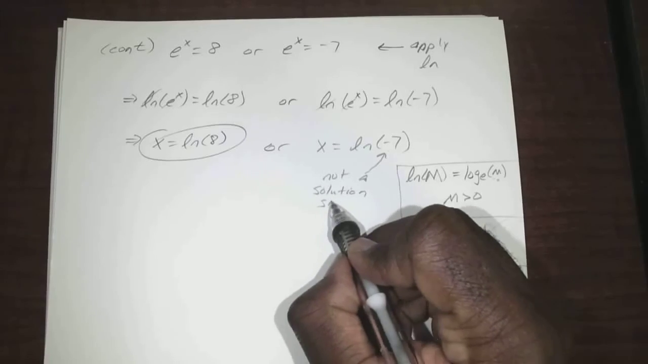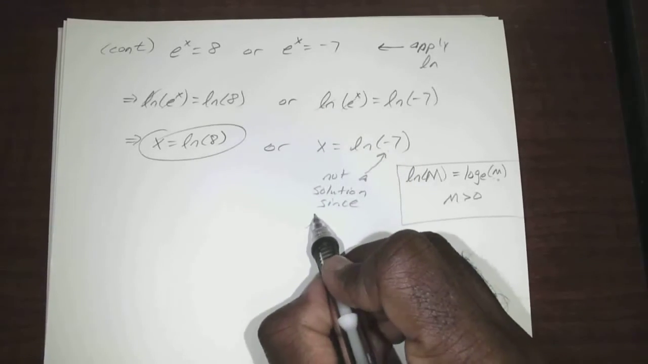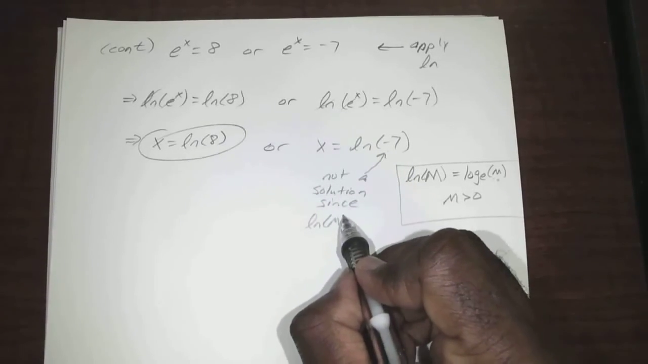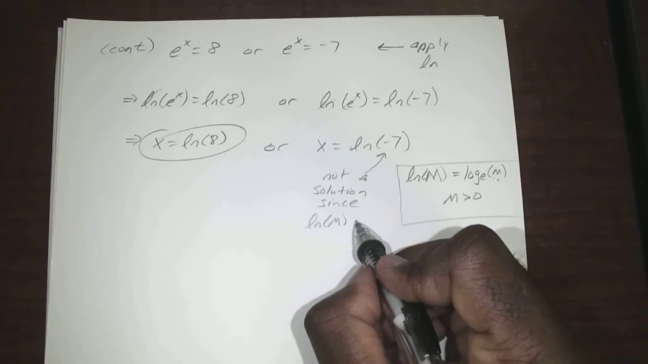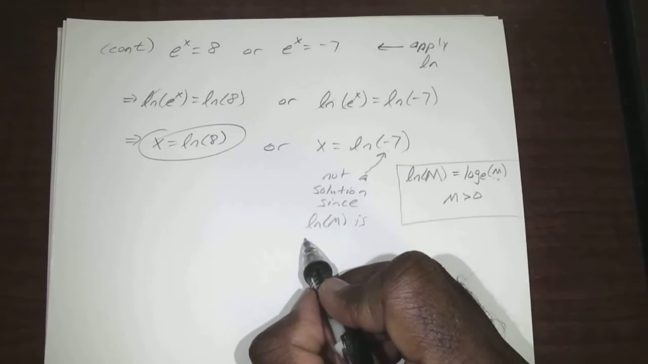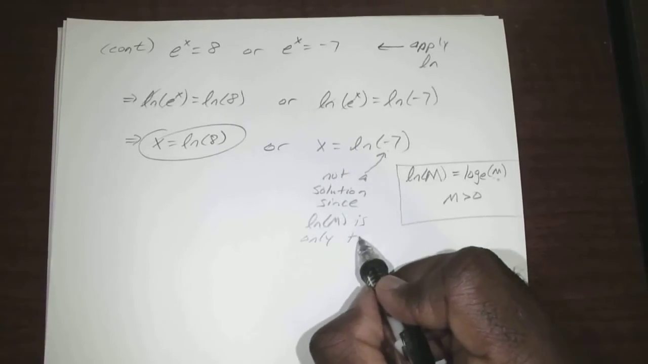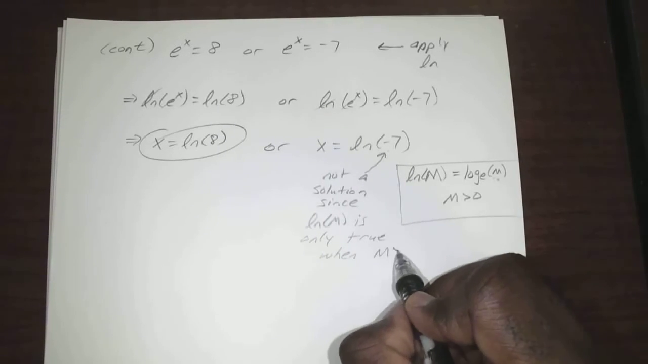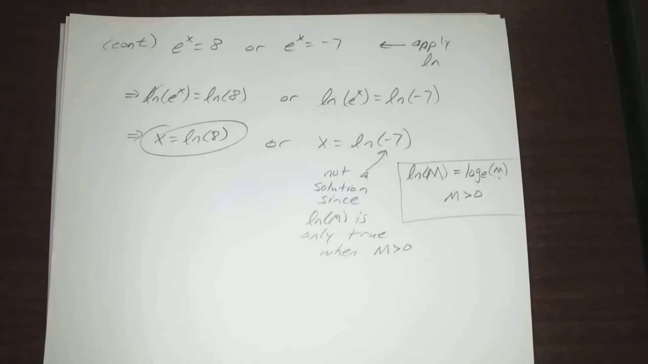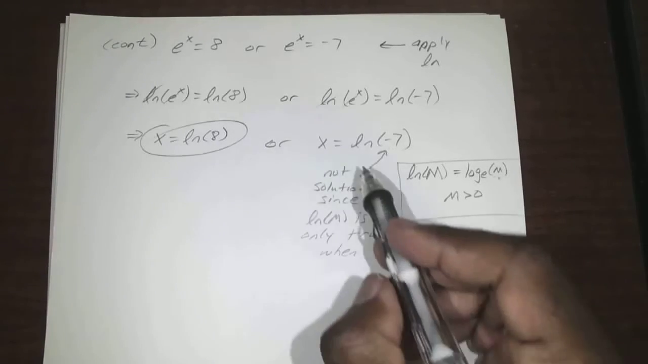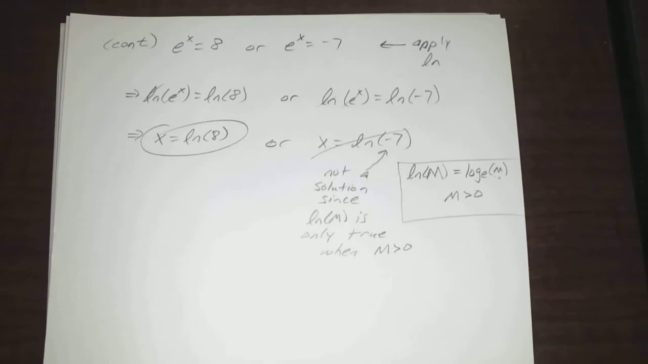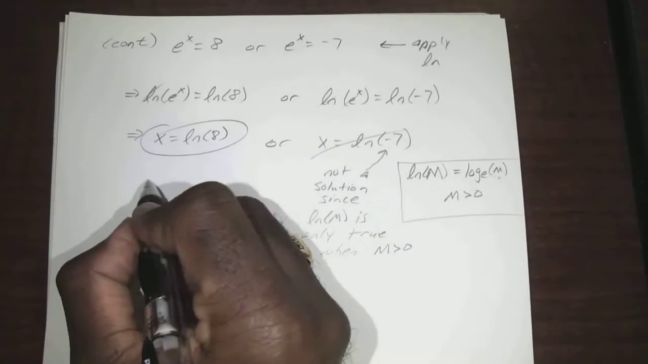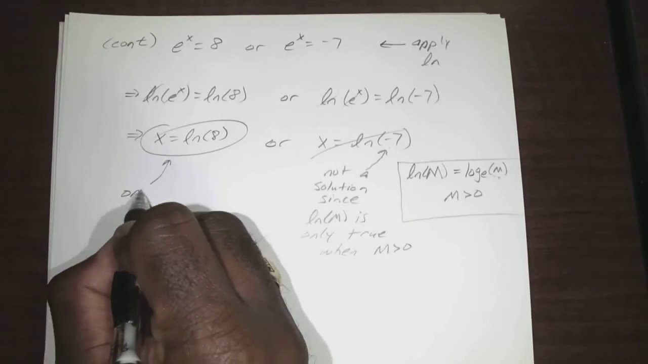Now the solution, since natural log of m is only true when m is greater than 0. Okay, so this one is actually not a solution. So natural log of 8 is your only solution.